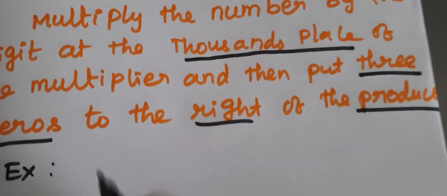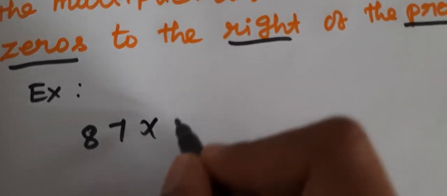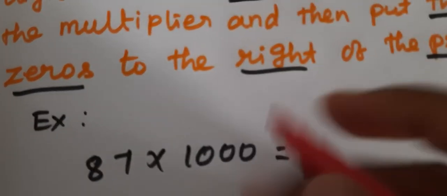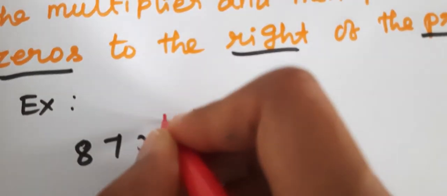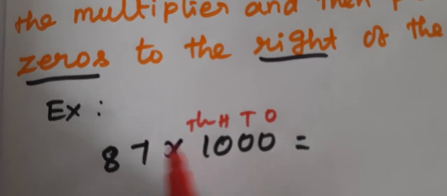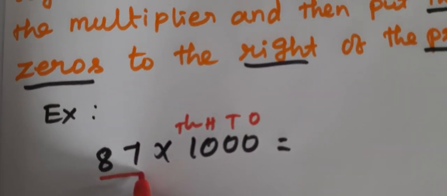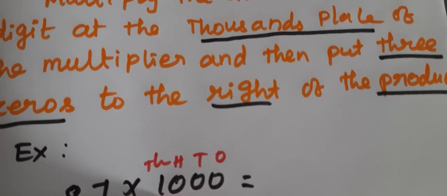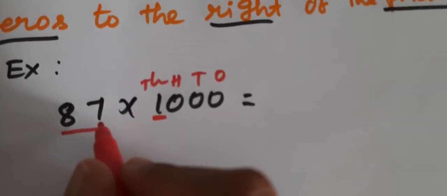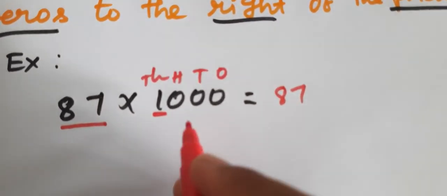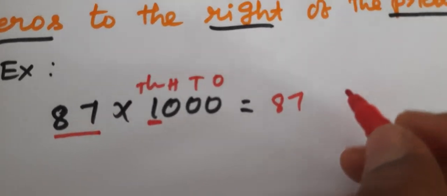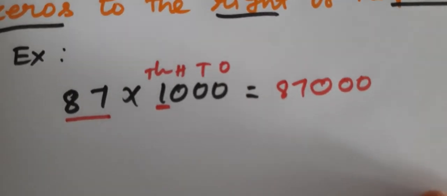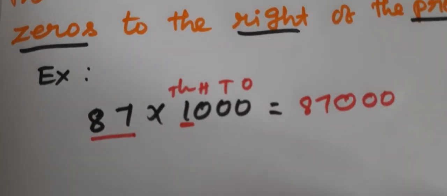Okay, now we see one example. 87 into 1000. Already I told you, in the multiplier you have to write the places. So you have to multiply with the thousands place of the multiplier. Obviously you know that 87 into 1 is 87. So how many zeros? It's 3 zeros. So you have to put them on which side? Right side. 1, 2, 3. So this is the product for that question. Okay, shall we see one more example?